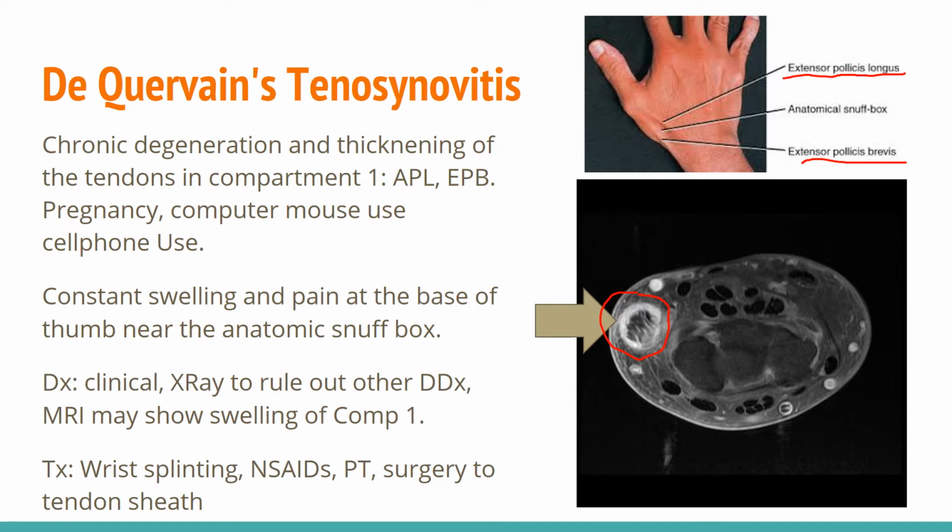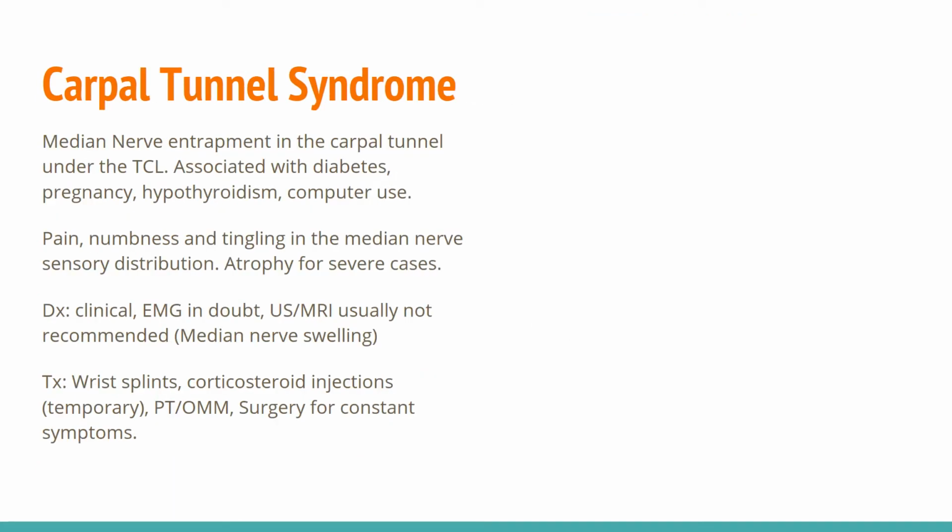And in terms of treatment, you can use wrist splinting, NSAIDs, physical therapy, and in severe cases, carpal tunnel syndrome, very, very common pathology. As we discussed the anatomy before, the carpal tunnel is composed of the transverse carpal ligament, which goes from the hamate and pisiform to the trapezoid and the scaphoid, and within that you can get median nerve entrapment, and associated with diabetes, pregnancy, hypothyroidism, and computer use.